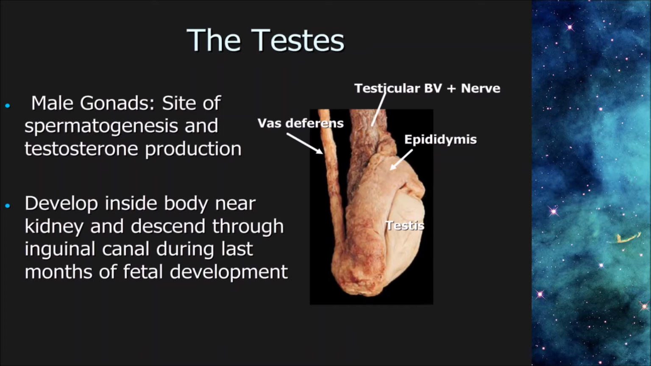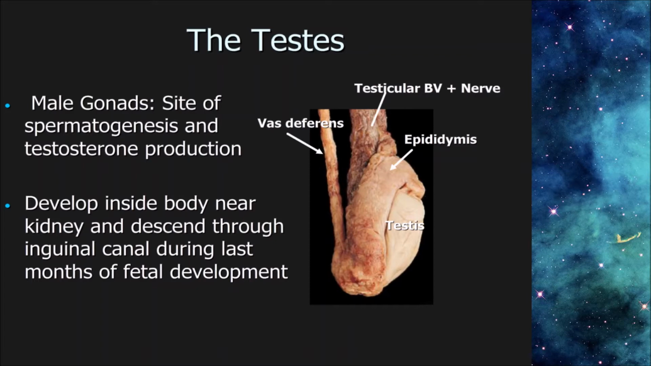Now, it's important to realize that the testes actually develop inside the body near the kidney, and they descend through the inguinal canal during the last months of fetal development. You can see here that attached to the testis are the vas deferens, which helps to transmit sperm into the urethra, the epididymis, which is a storage place for sperm, and also the testicular blood vessels and nerves.